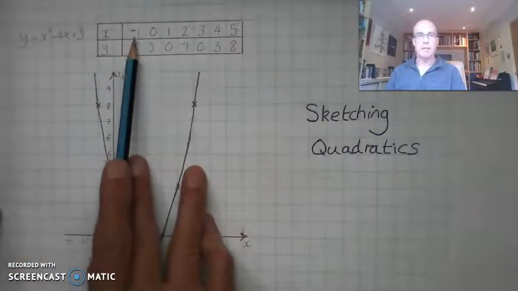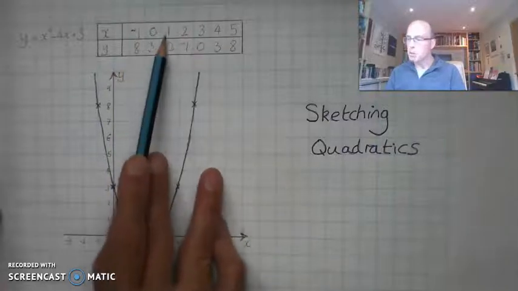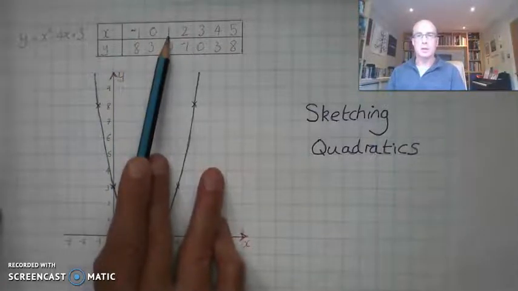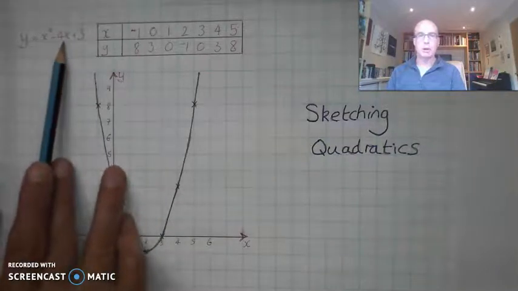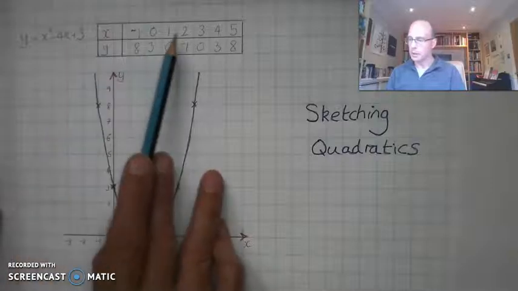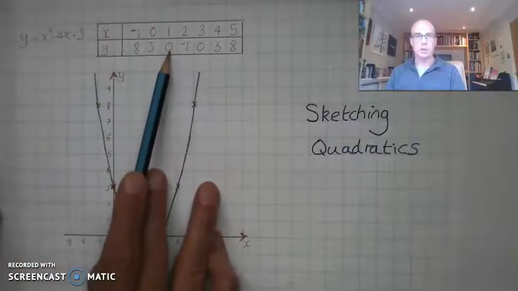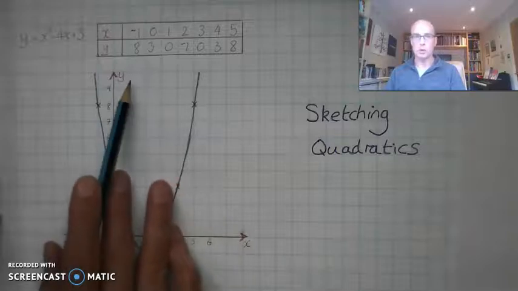So we looked at our x values, in this case running from -1 up to 5. Pick one like 1, substitute that into my expression. So if x is 1, I've got 1 squared, take away 4 lots of 1, so that's -3, plus 3 gives me 0. So when x is 1, y is equal to 0. I can fill in the values in my table, and then I can plot my coordinate pairs.